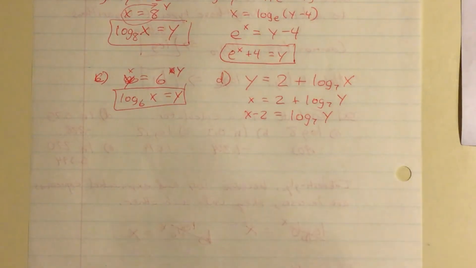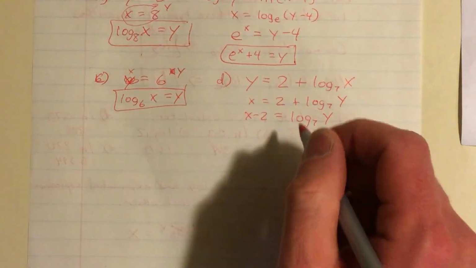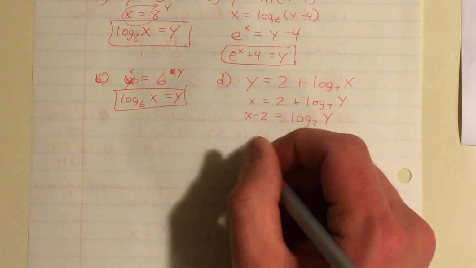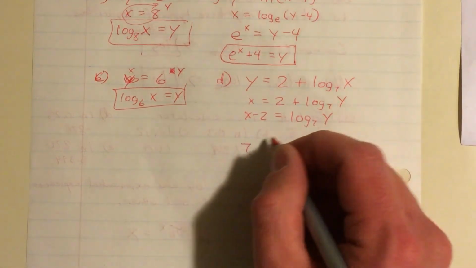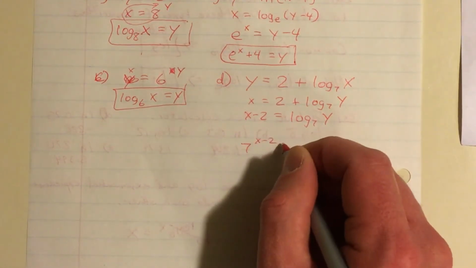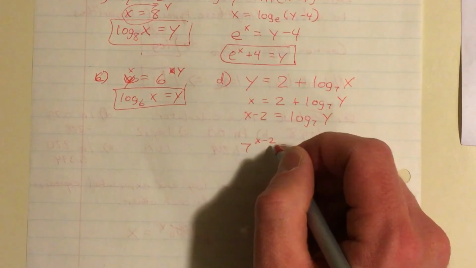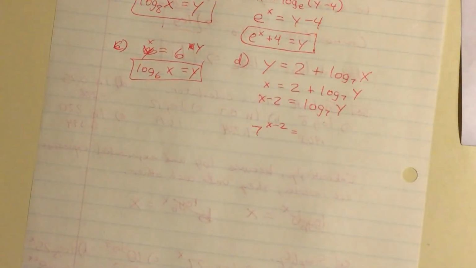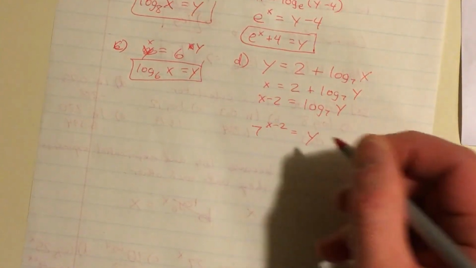We want to get y by itself, but before we deal with that log, why don't we minus that 2 over? Now the only thing left to do is to undo this log, so it'll be 7 to the x minus 2 power. Swings over, picks up that whole thing as an exponent, is equal to y.